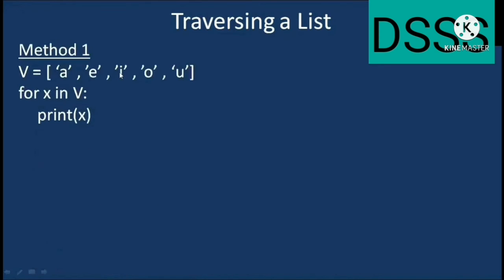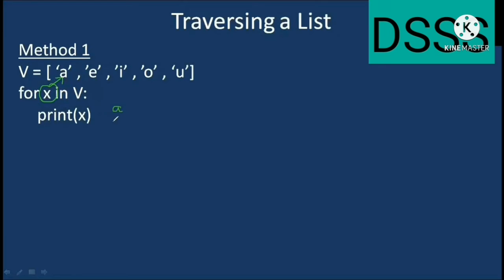Today I am going to start traversing of a list. It seems like traversing a string. Suppose I have a list with these characters: a, e, i, o, u, and I say for x in v. What happens? As in a string, x will take one character or one element of the list.